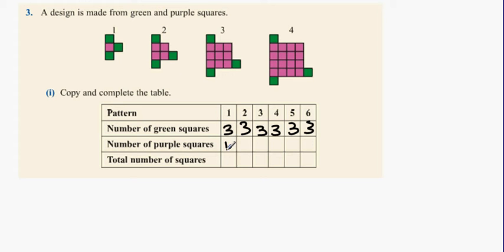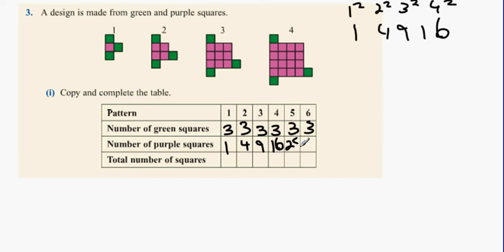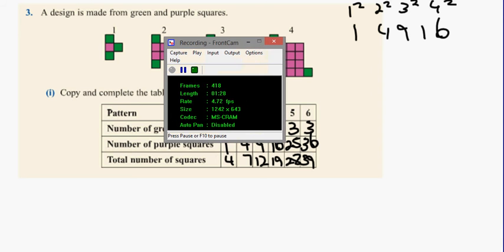The number of purple squares goes 1, 4, 9, 16. What we can see is 1, 4, 9, 16 are square numbers: 1 squared, 2 squared, 3 squared, 4 squared. So the next one's going to be 25 and the one after that's going to be 36, because they're all squares at the end of the day. Now the total number of squares is going to be 4, 7, 12, 19, then 28, and then 39. So that's the total number of squares from each one.